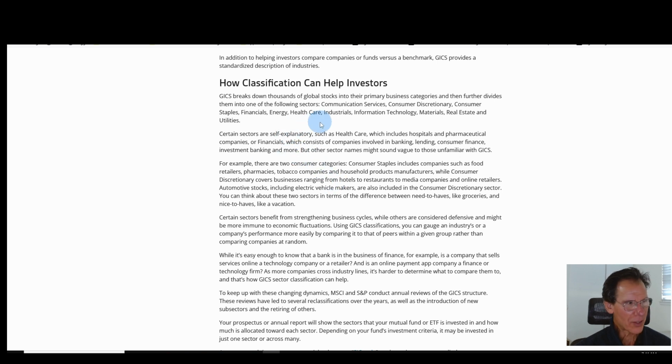I think there's 13,000. We want to break this down into sectors. So we look at communications, consumer discretionary, consumer staples, financials, energy, healthcare, industrials, information technology, materials, real estate, and utilities. That is a broad categorization. What I look at, there's about 42 industries. What I look at are sub-industries.